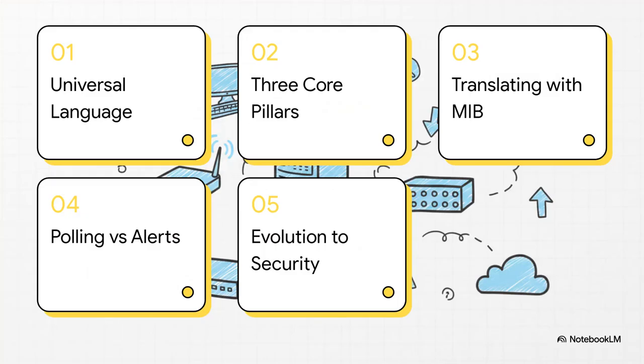So here is our roadmap for today's explainer. 1. Universal language of networks. 2. The 3 core pillars. 3. Translating data with MIB. 4. Polling versus emergency alerts. And 5. Evolution to absolute security.